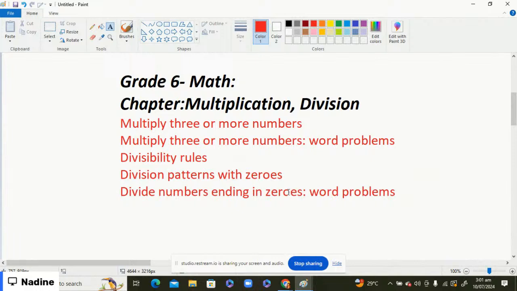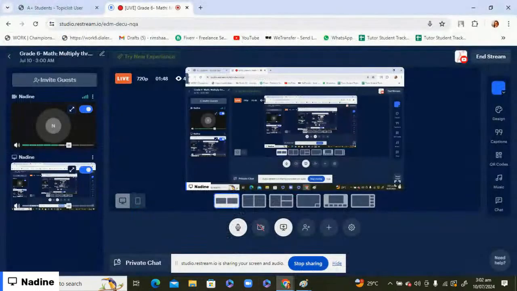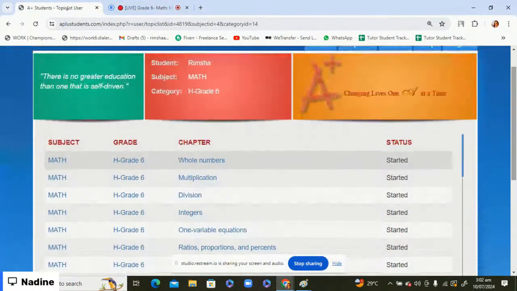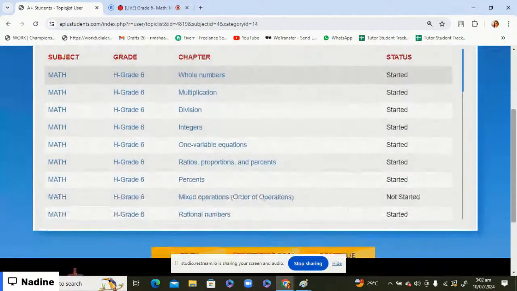So you can find all the lessons on aplusstudent.com. You have to log in by using the email and password that is provided by the administrator. Select maths from the subject app. Scroll down for grade 6 maths. Here is the list of the chapters.